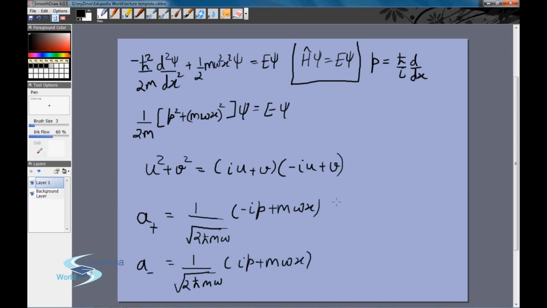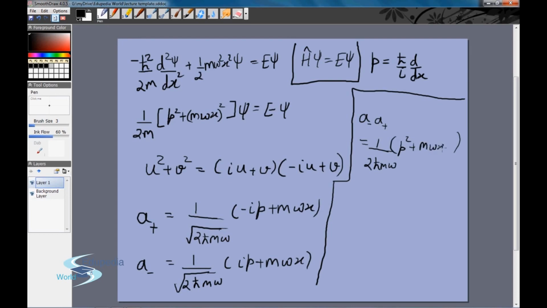Right. So when we have this, we try to calculate the value of a plus into a minus. And let's see what that is. We'll actually need a minus a plus, so we'll do that. That is equal to 1 by 2h m omega times the product of these two terms. So that will give us p squared plus m omega x whole squared, and that will give us another term, minus iota m omega times the commutator of p and x, xp minus px.